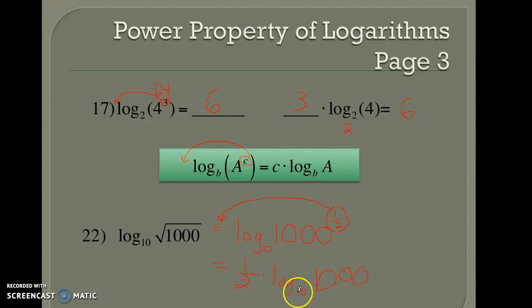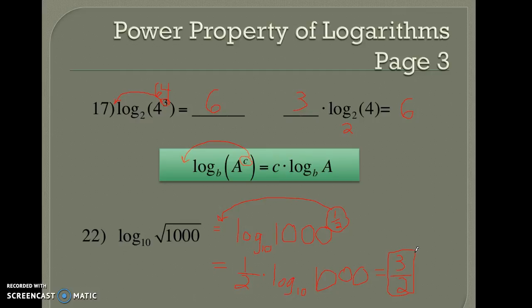And log base 10 of 1,000 is 3. 3 times 1/2 is 3/2. And you can try out the other problems, numbers 23 and 24.